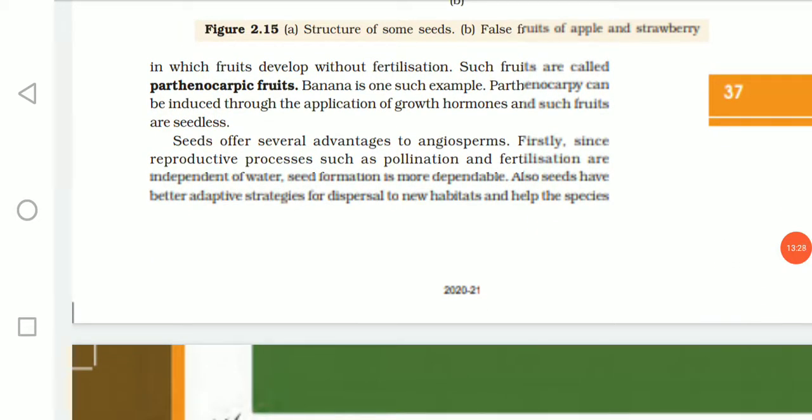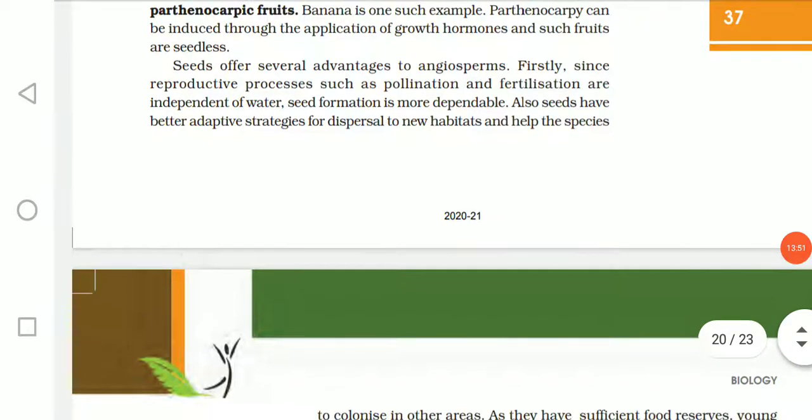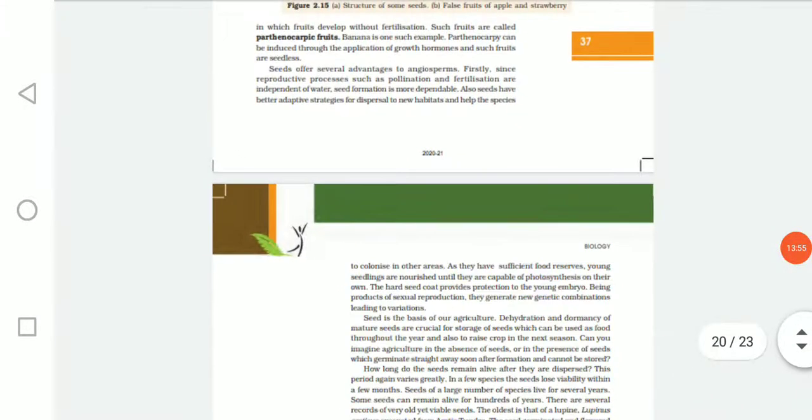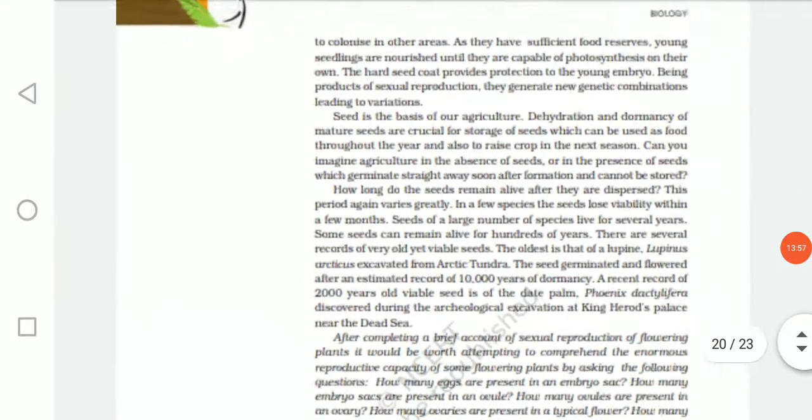Now, seeds, they offer several advantages for the angiosperm. First is, since reproductive processes such as pollination and fertilization are independent of water, seed formation is more dependable. So it is depending more on seed. Also, seeds have better adaptive strategies for dispersal to new habitats and help in species colonization.